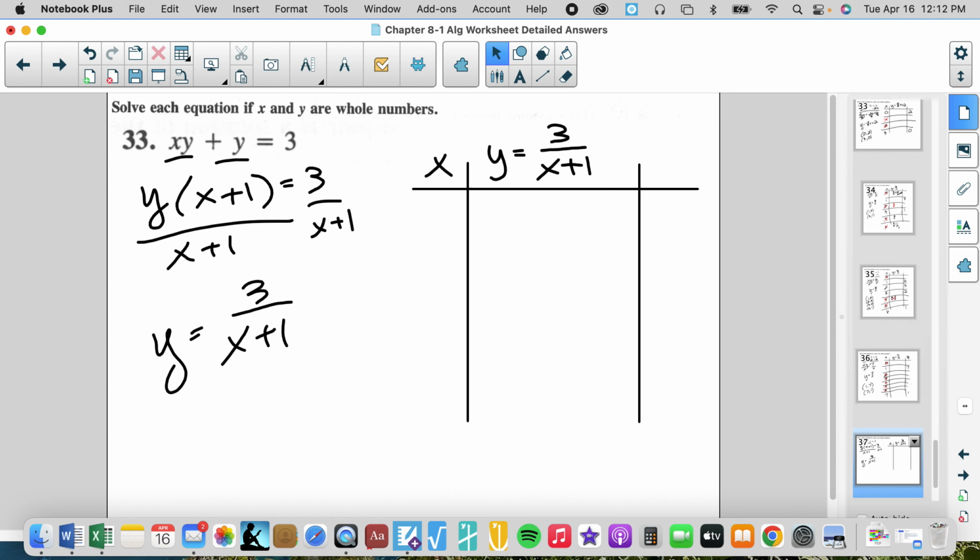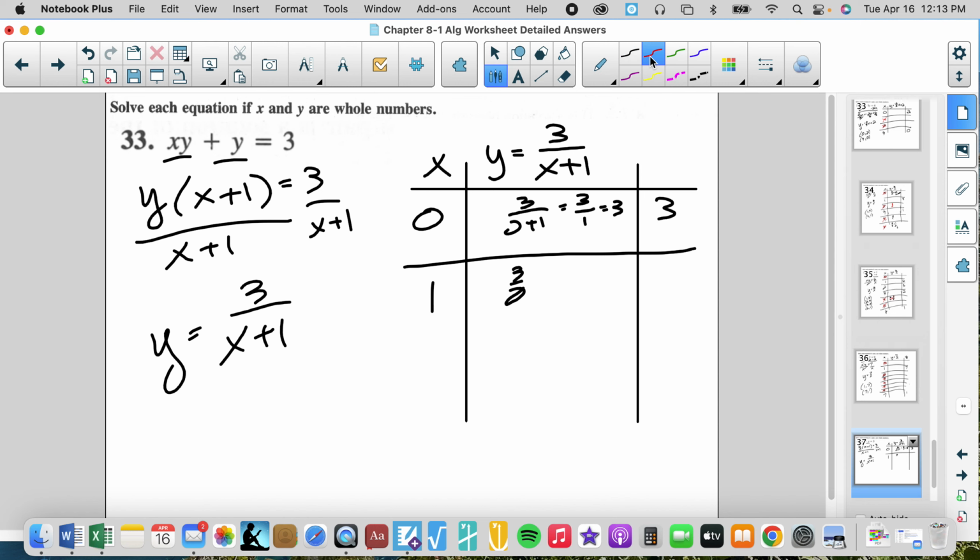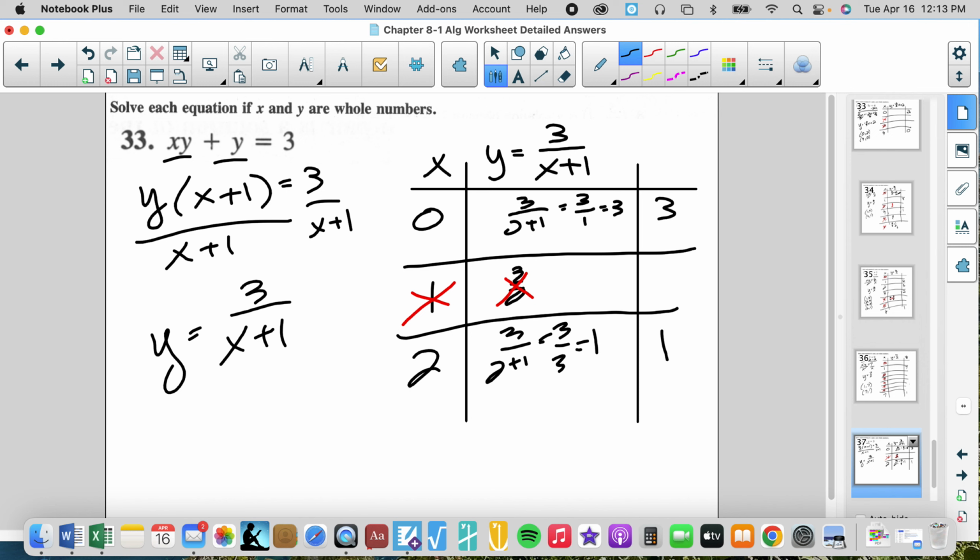So if we plug in 0, we get 3 over 0 plus 1, which is 3 over 1, which equals 3. That's good. If we plug in 1, we get 3 halves. That's no go. 1 plus 1 is 2, 3 over 2. 2, that works. That gives me 3 over 2 plus 1, which is 3 over 3, which equals 1. Can we get to 0? If I plug in 3, that's 3/4. That's no. And we again are getting closer to 0.